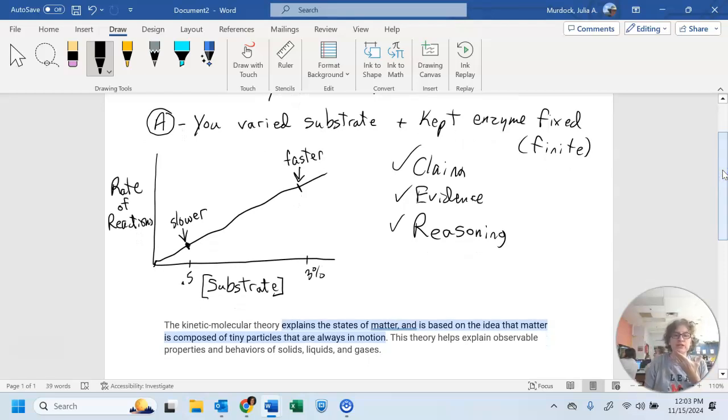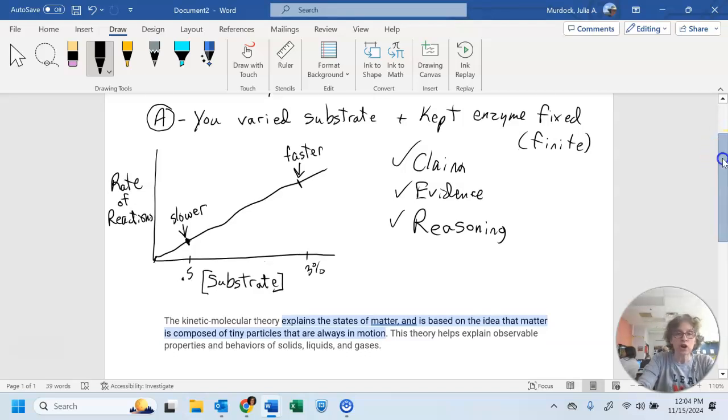So this is a pretty good definition here. If I read this to you, it explains the states of matter and is based on the idea that matter is composed of tiny particles that are always in motion. This theory helps explain observable properties of solids, liquids, and gases. And almost always when you look up kinetic molecular theory, they talk about gases a lot. But this also applies to liquids. Molecules are moving in liquids. They're always colliding against each other. Not quite as dramatically as in a gas, but there are molecular collisions to consider.